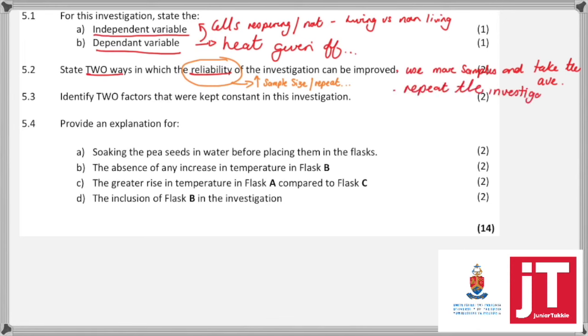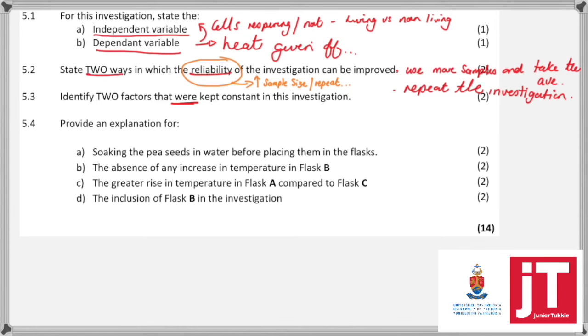Right, so we're going to repeat the investigation there as well for 5.2. That's the second mark. Question 5.3, identify two factors that were kept constant, not what should be kept constant. This means we need to go back to that original context and have a look at what the scientists did in terms of what they kept constant to ensure the validity. Because if variables are kept constant across an investigation, it adds to the validity of an investigation.